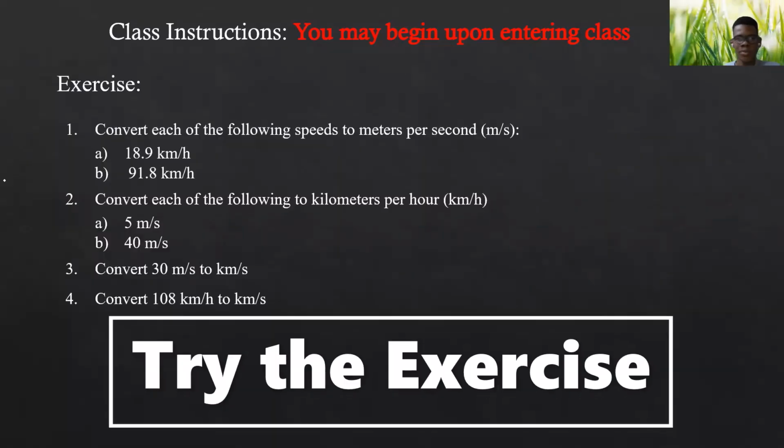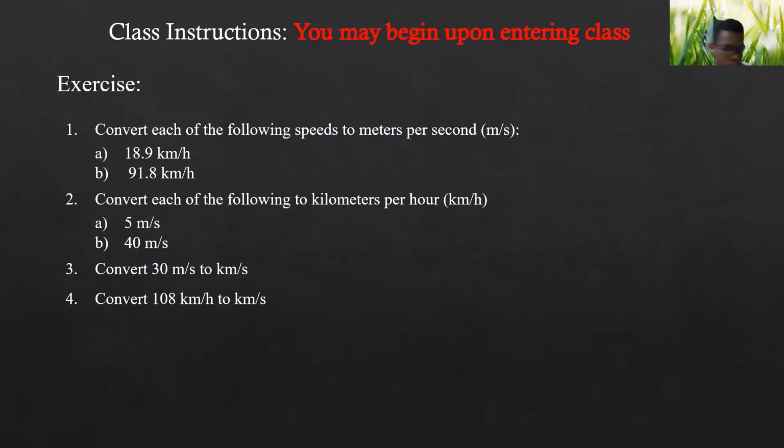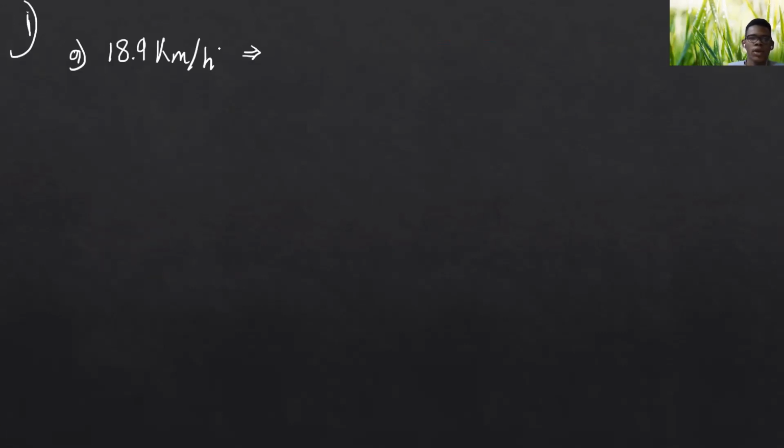Base questions. By now, you would have guessed it's conversion units of speed. And after spending the 15 minutes, I assume that you were able to answer all the questions. All right, so we're converting 18.9 kilometers per hour to meters per second.